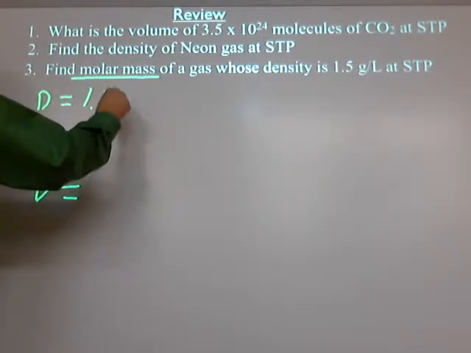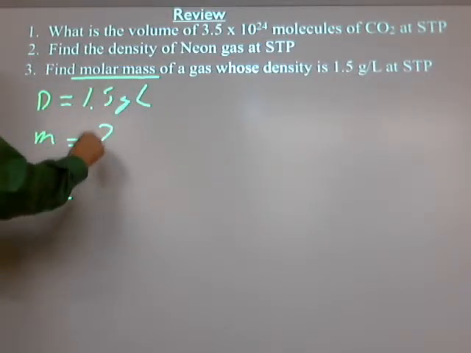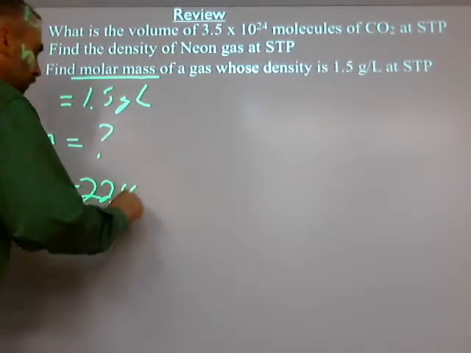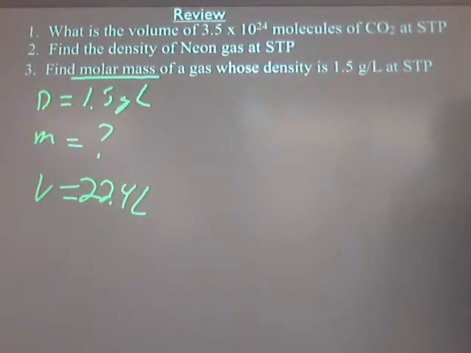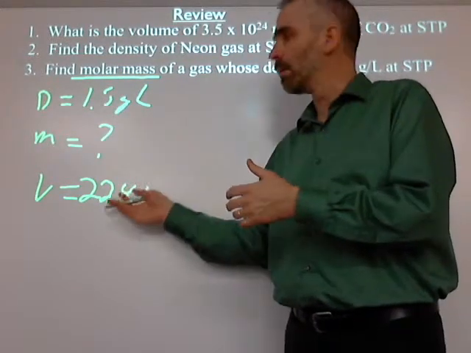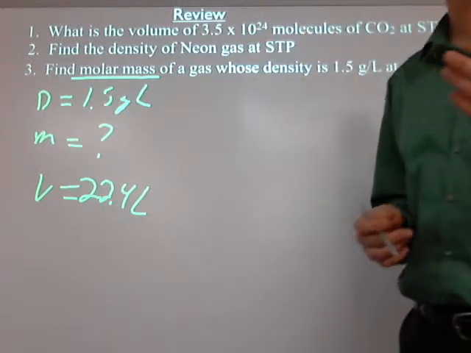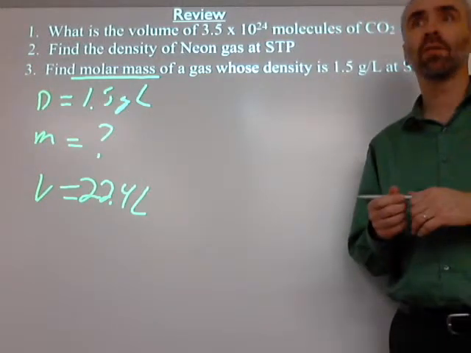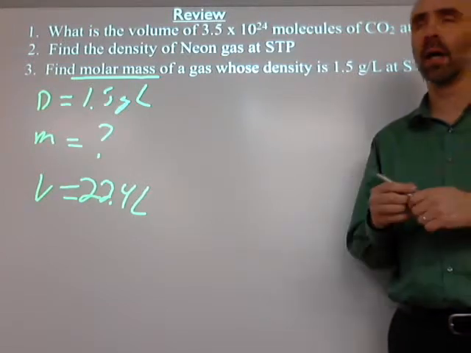Your D is 1.5 grams per liter. Your molar mass is the mass of 1 mole of a gas at STP, and your volume is 22.4 liters. Another problem with this, by the way, before I go and finish it: when I give you a density problem, people, I'm not going to ask you for a volume. So if you find the question asking for a volume, chances are it's not a density problem. Chances are you're going to be using PV equals nRT, the ideal gas law.